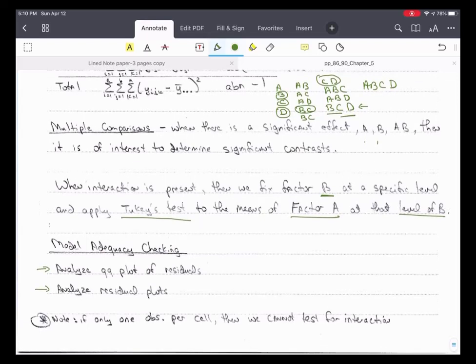And I want to note that if we only have one observation per cell, in other words, n is equal to 1, we cannot test for interaction. So there's no way to tell if interaction's in the model or not. So just be aware of that. You can test for the main effects, but you can't test for interaction if you only have one observation per cell. Well, that's the end of this video.